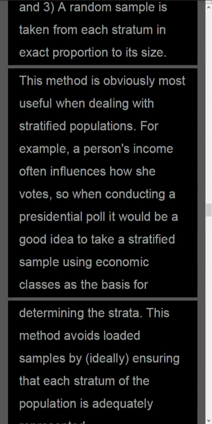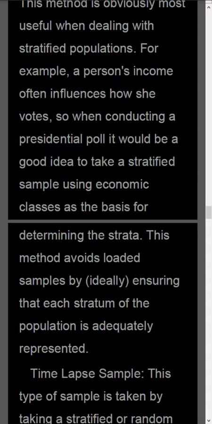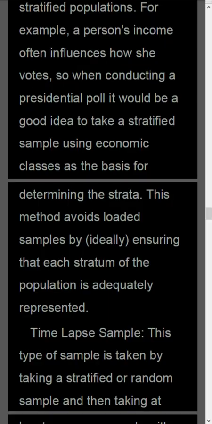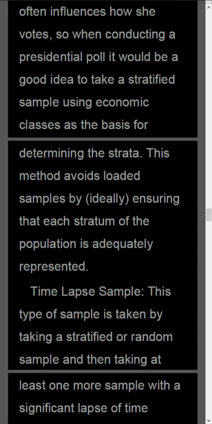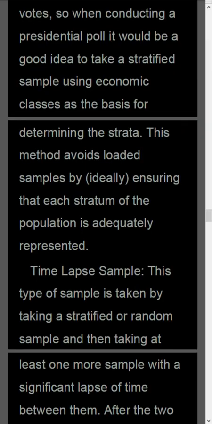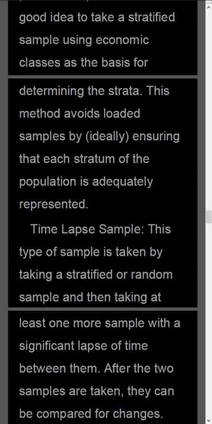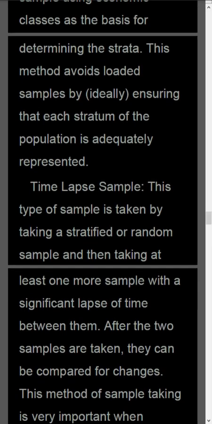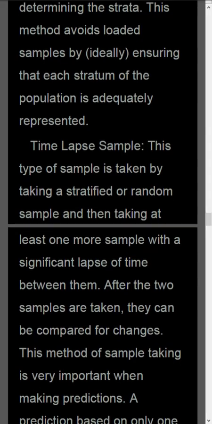This method is obviously most useful when dealing with stratified populations. For example, a person's income often influences how she votes. So when conducting a presidential poll, it would be a good idea to take a stratified sample using economic classes as the basis for determining the strata. This method avoids loaded samples by, ideally, ensuring that each stratum of the population is adequately represented.